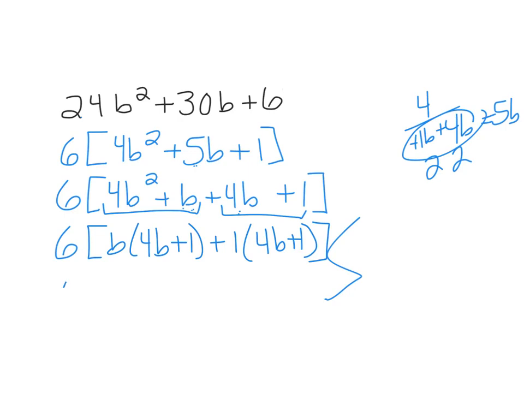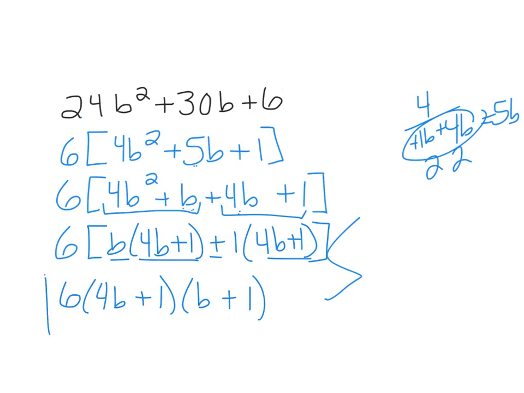Okay, so the 6 gets written again, and we have a 4b plus 1 in common, so we can take that out and write it. And then we have a b plus 1 that's left over. So the fully factored form of this expression is 6 times the quantity 4b plus 1, times the quantity b plus 1.